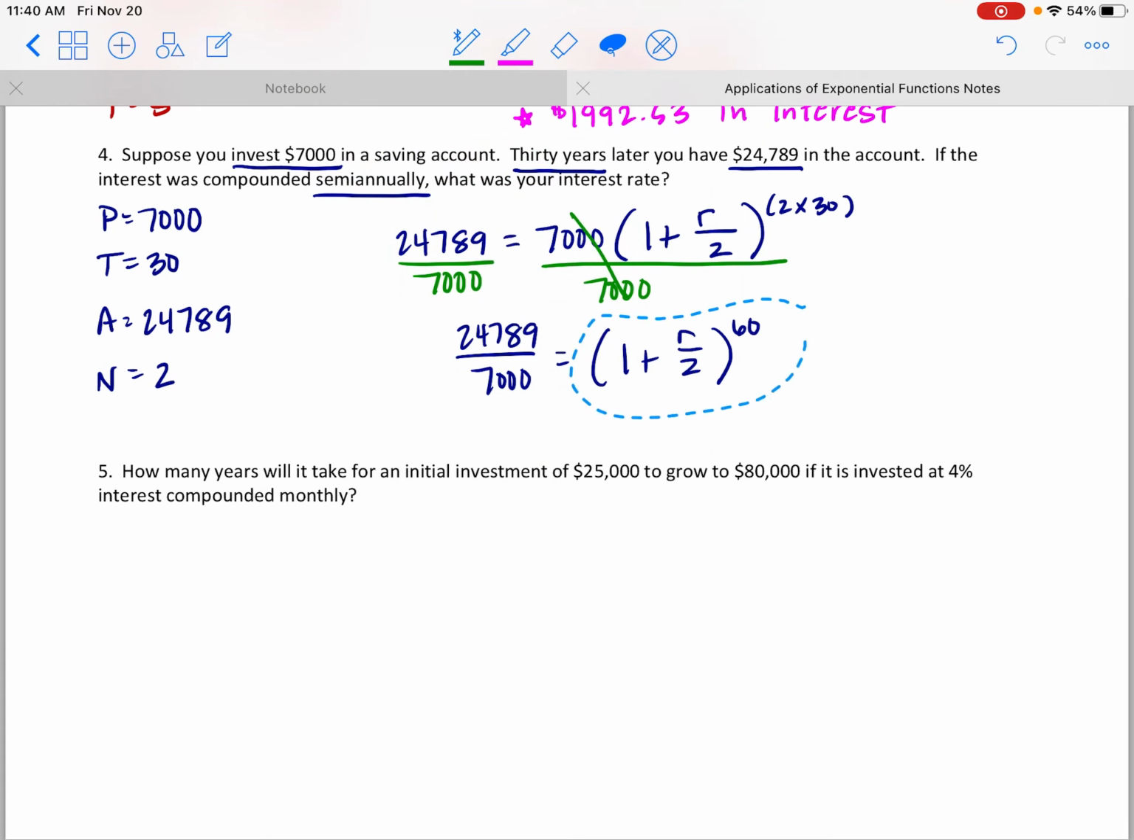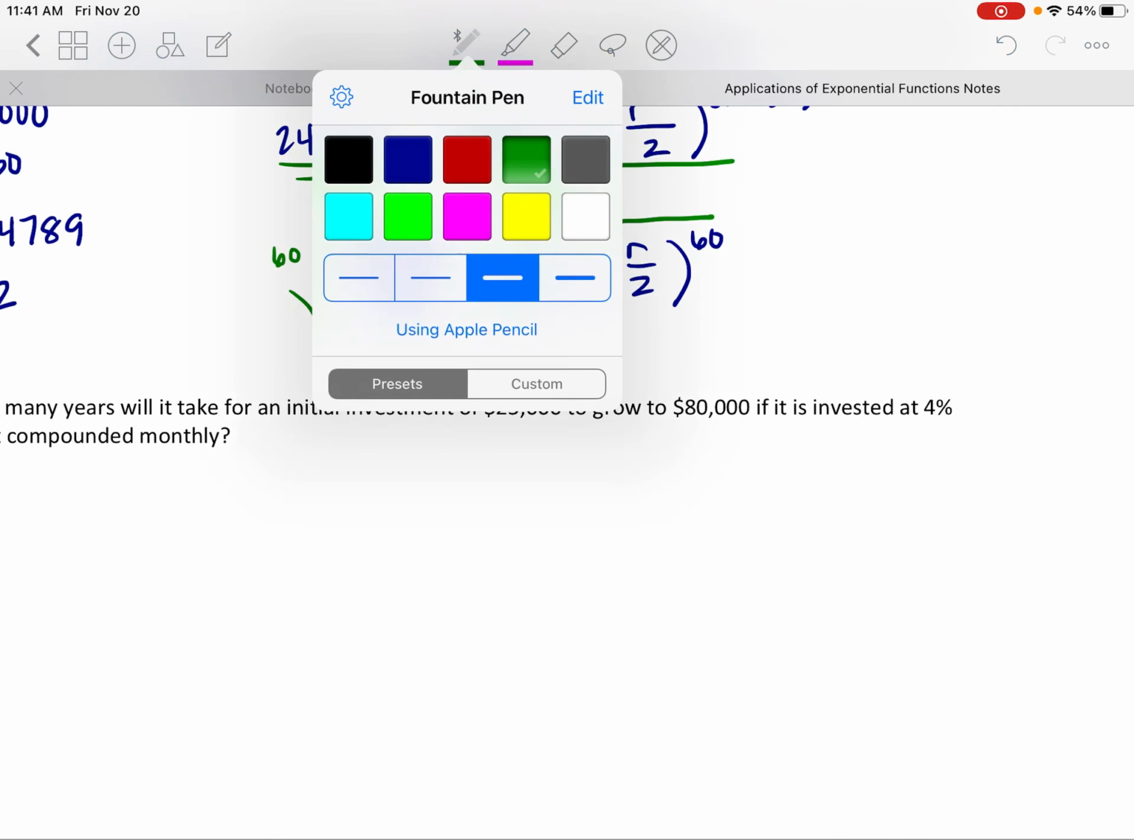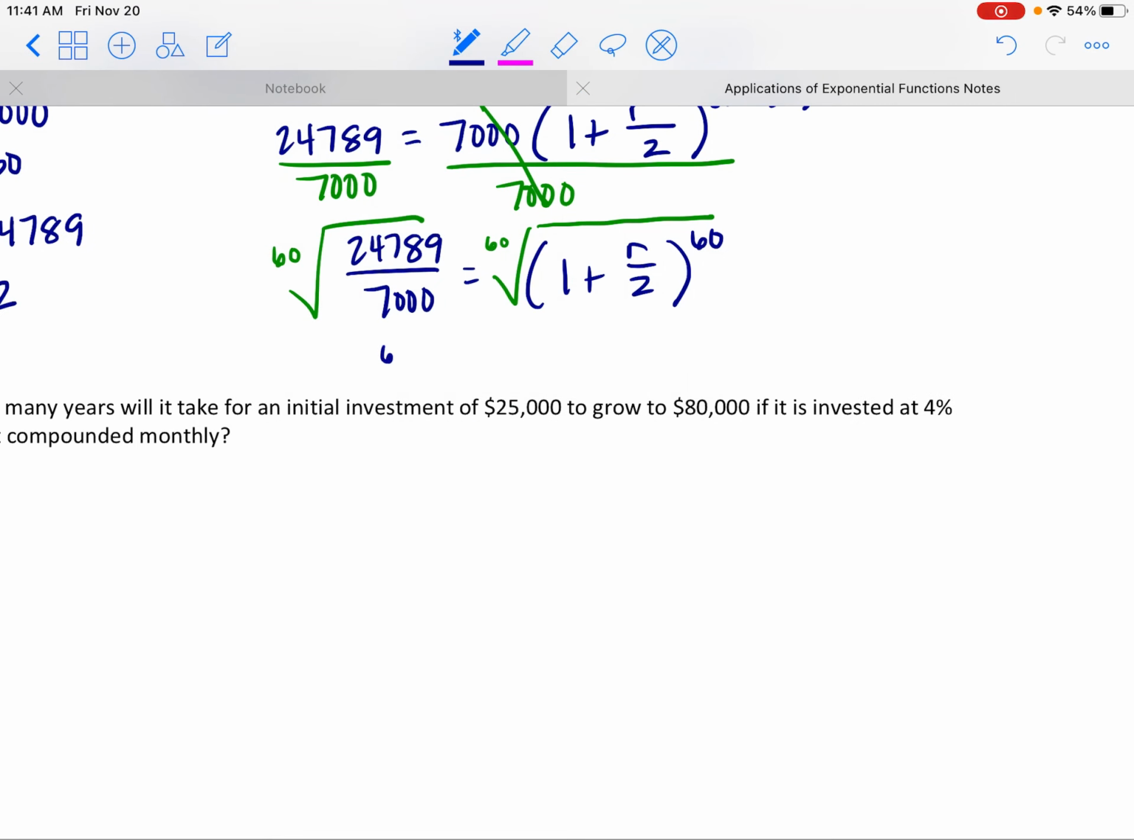Let me just move this so I have space to do it. So I'm going to take the 60th root of both sides, and definitely not going to make a nice decimal. So we're going to leave that as the 60th root of 24,789 over 7,000, and it's going to equal 1 plus r over 2. So what's my next step?